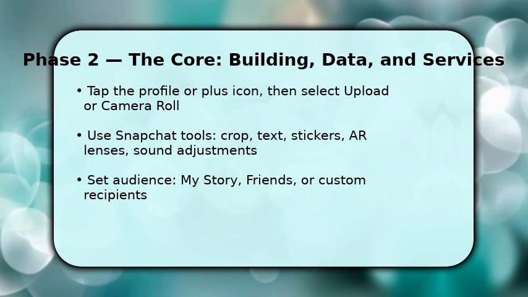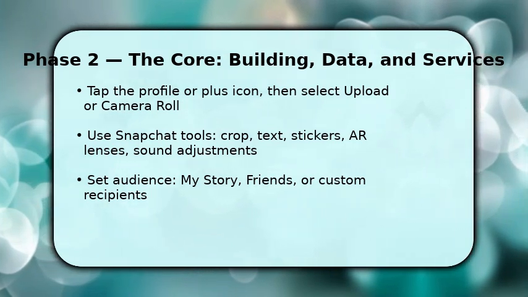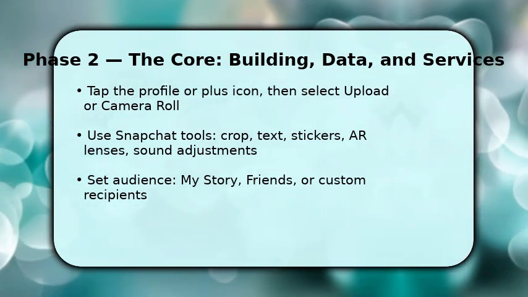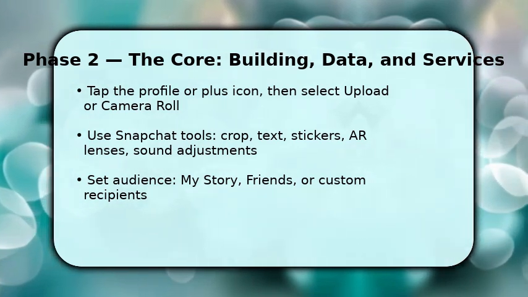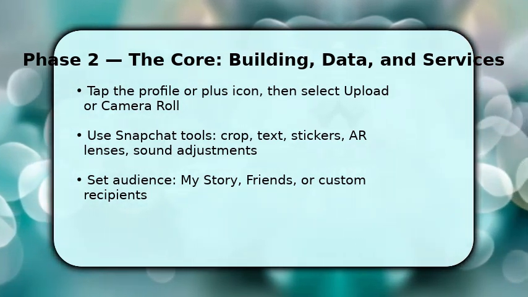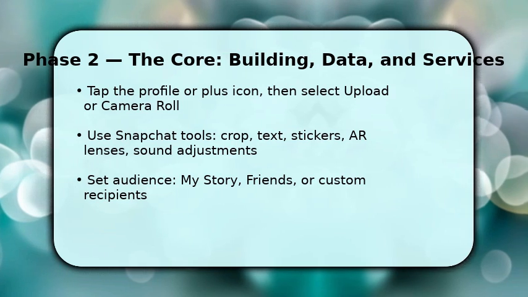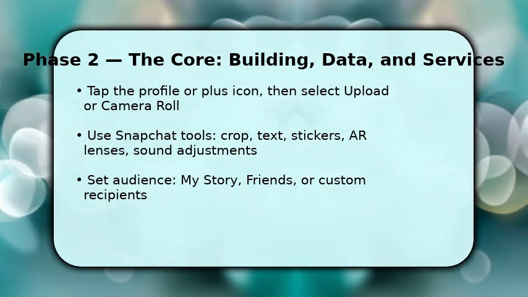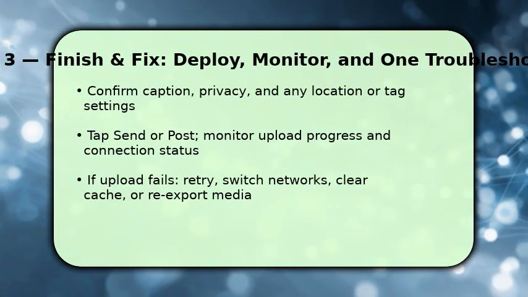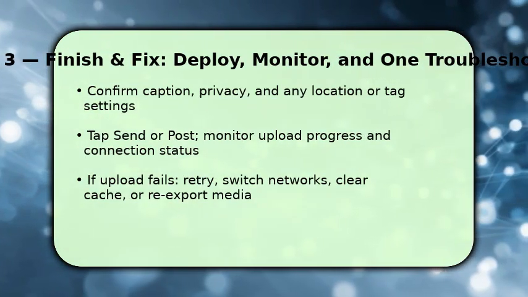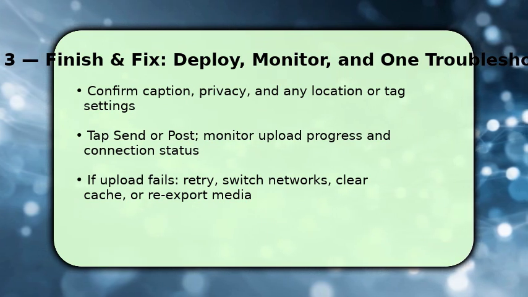Make sure to set your audience correctly, choosing My Story, Friends, or a custom list. Audience settings determine visibility and privacy. After editing, preview the snap to confirm timing and appearance, because small tweaks here change how others experience your content. When you're ready, confirm caption, privacy options, and any tags or location settings because those affect reach and context.